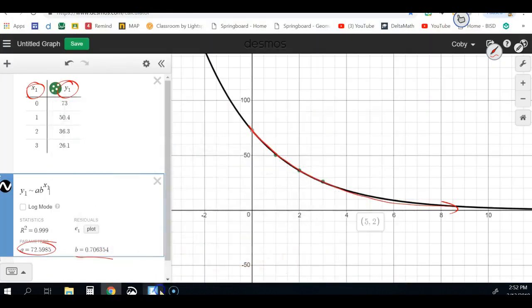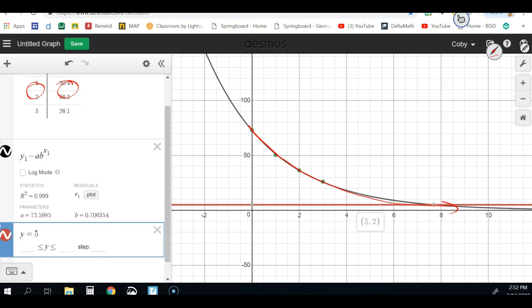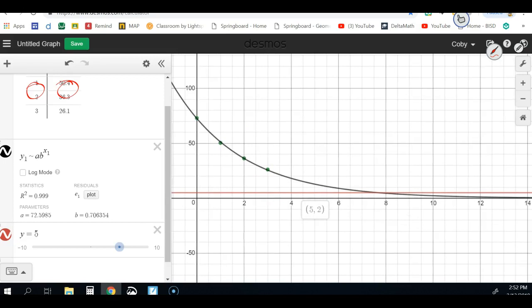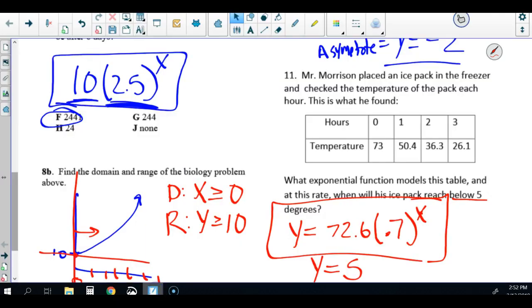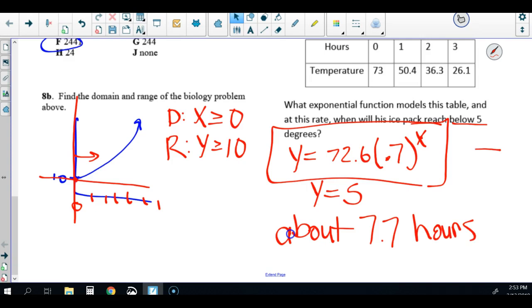I'm going to add into this Desmos graph here, y equals 5. So that's the red line that marks 5 degrees. If I just look and see where these two cross, which is right there, after 7.7 hours, it'll hit exactly 5 degrees. So I'm going to say about 7.7 hours.